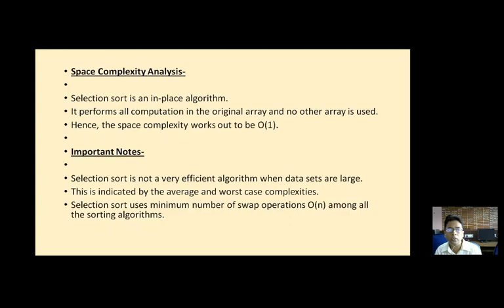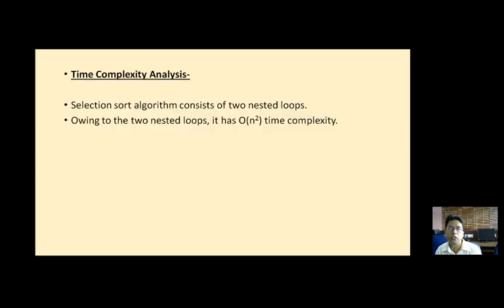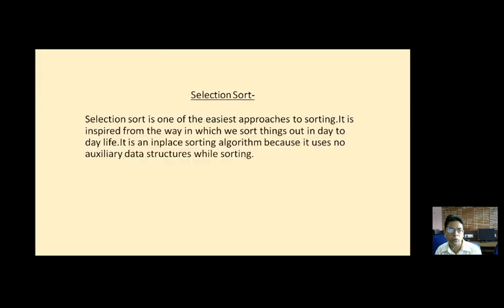Selection sort is not a very efficient algorithm when data sets are large. This is indicated by the average and worst case complexity. The selection sort uses the minimum number of swap operations, O(n), among all the sorting algorithms. So in this way, I just gave you a brief overview of the selection sort algorithm.